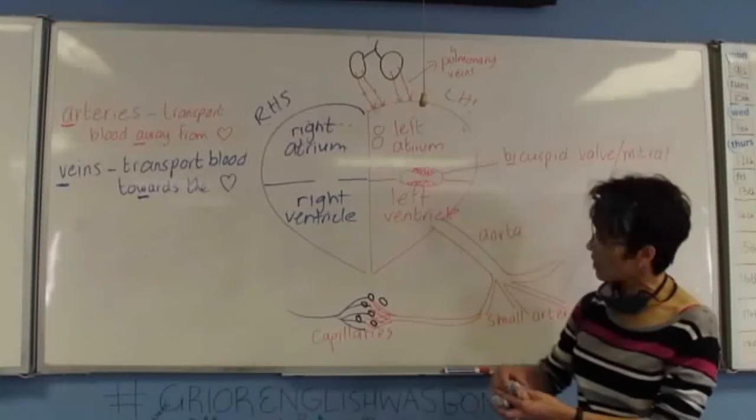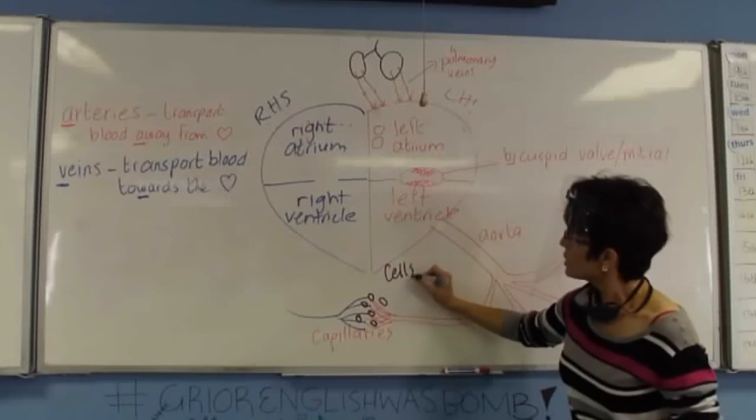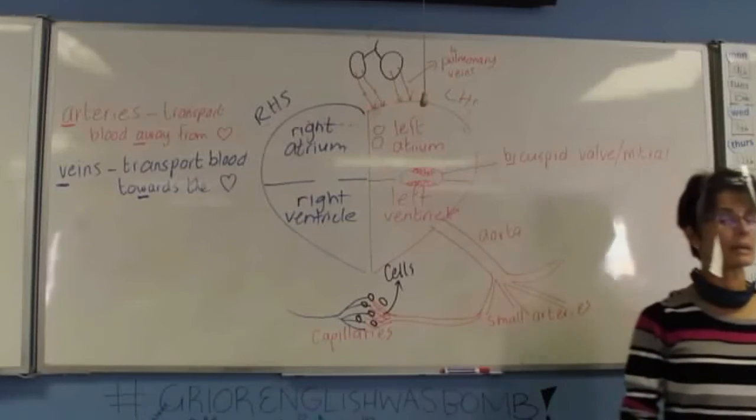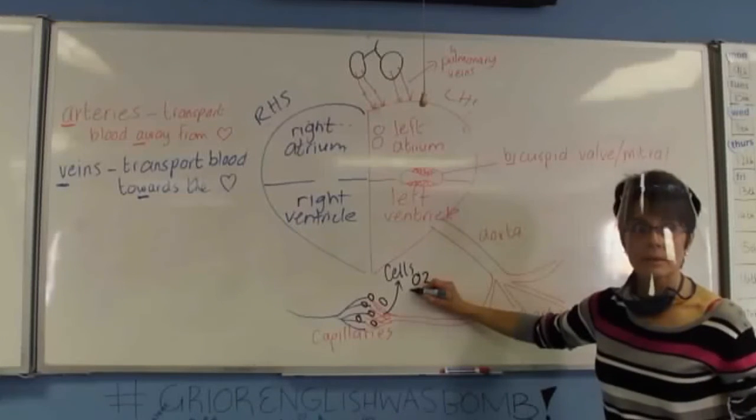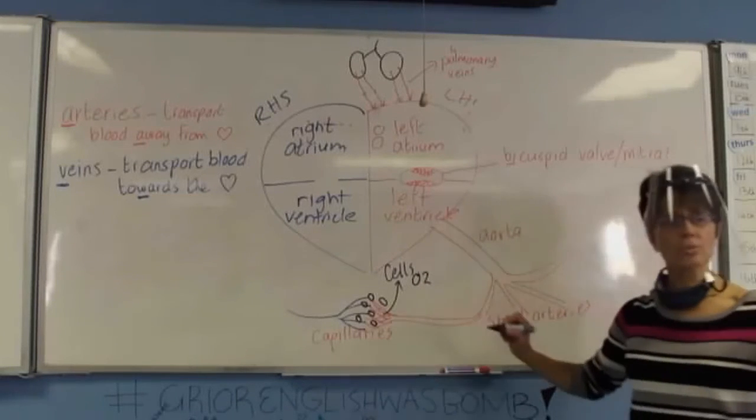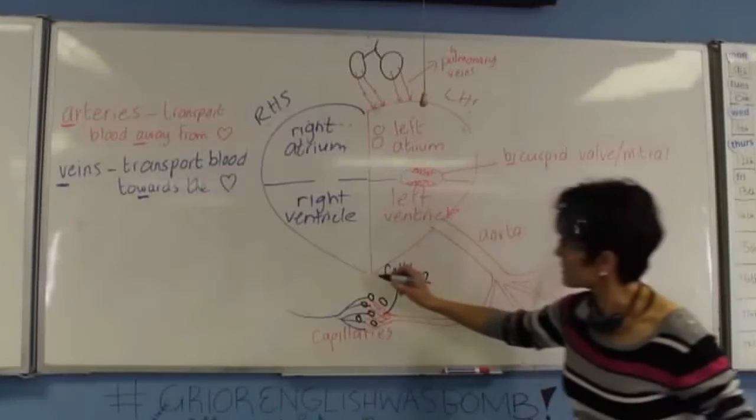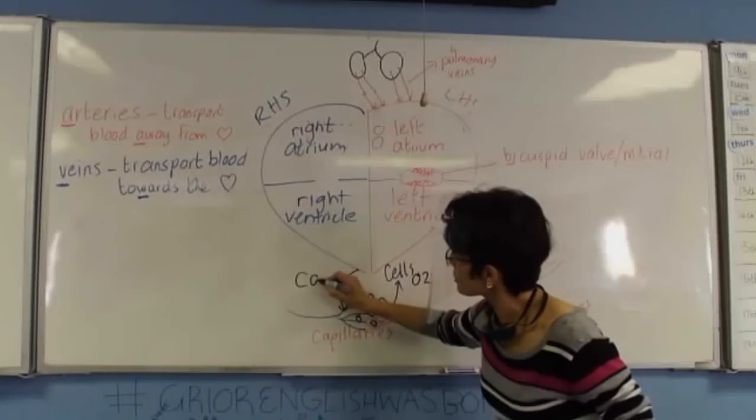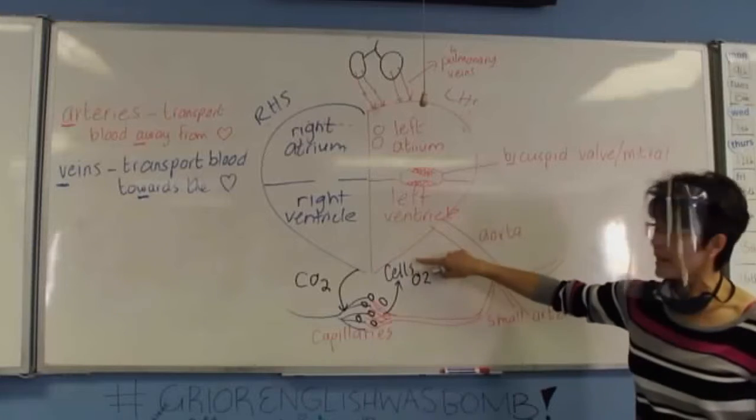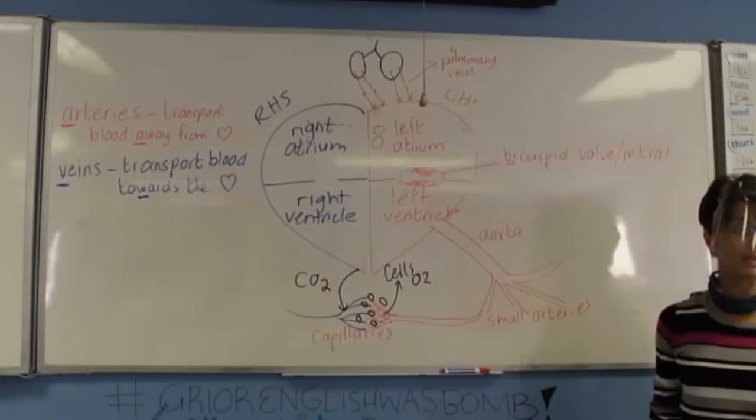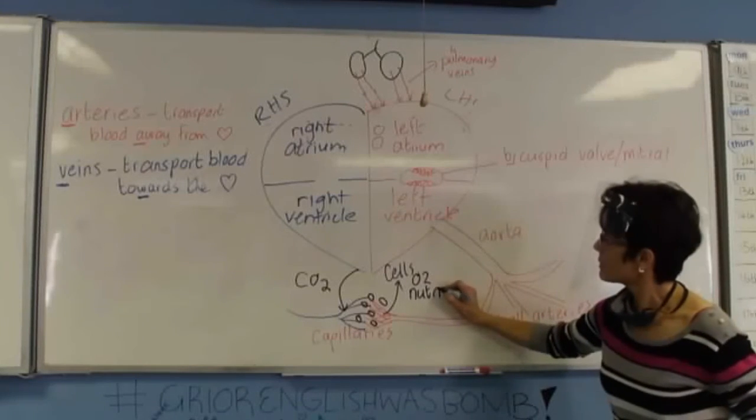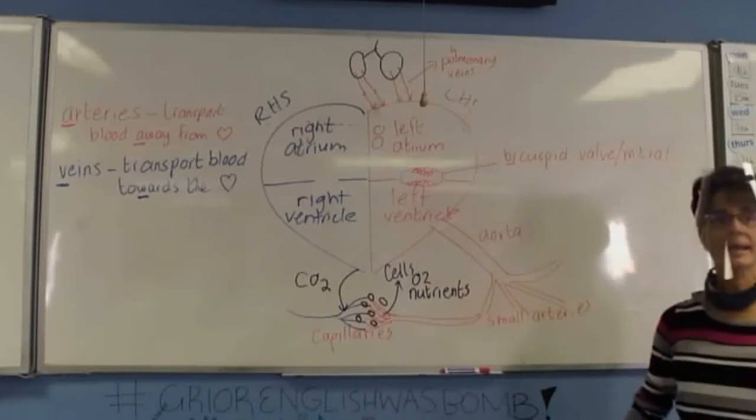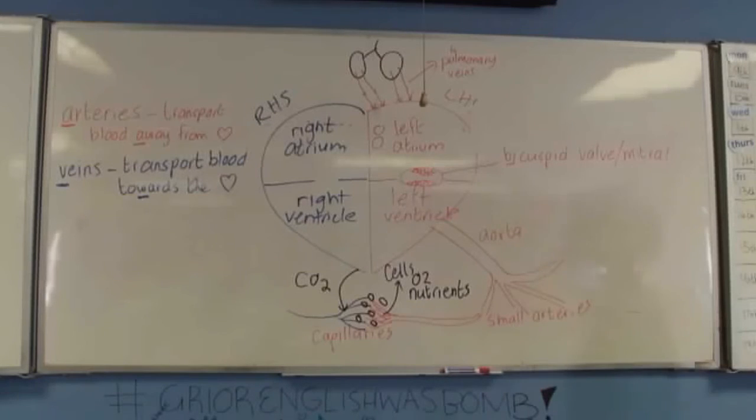Those capillaries are thin walled, so what can diffuse into the cells? Oxygen. And what else leaves? CO2. CO2 will diffuse out of the cells. The cells could need salts. What else will they need? Nutrients like glucose, amino acids, fats, even vitamins and hormones. I'm not going to put all that on.